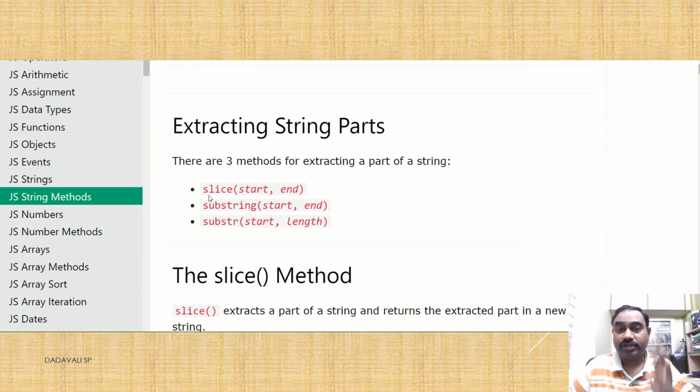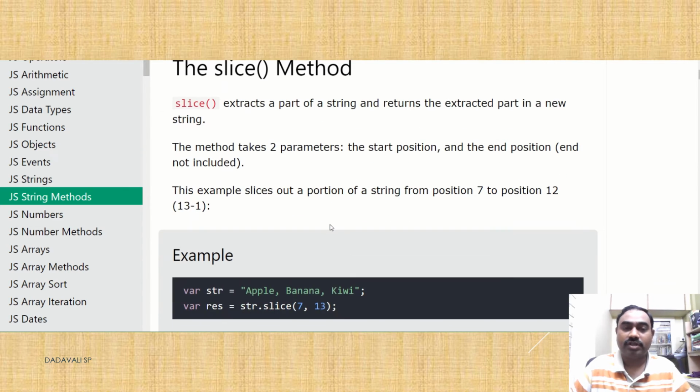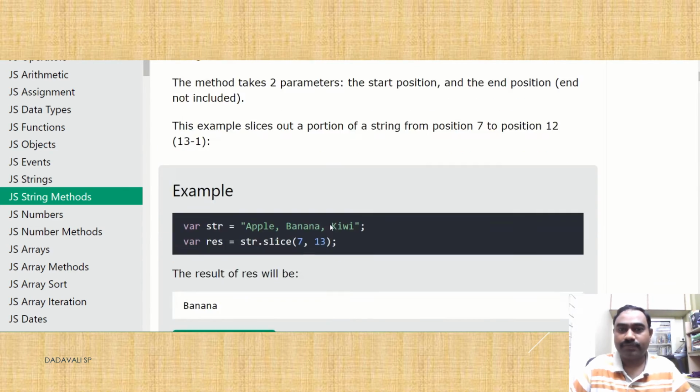Extracting string parts. There are three methods: slice, substring, and substr. The slice method extracts a part of a string.